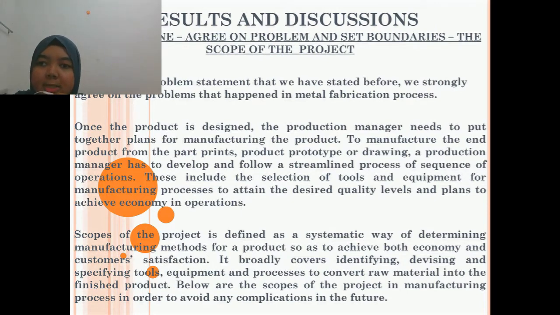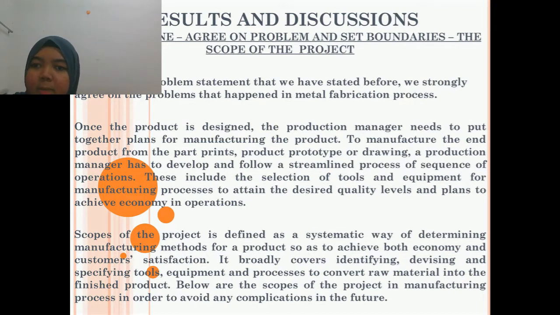Once the product is designed, the production manager needs to put together plans for manufacturing the product. They manufacture the end product from the part prints, product prototype, or drawing. A production manager has to develop and follow a streamlined process or sequence of operations. This includes the selection of tools and equipment for manufacturing processes to attain the desired quality levels and plans to achieve economy in operations.